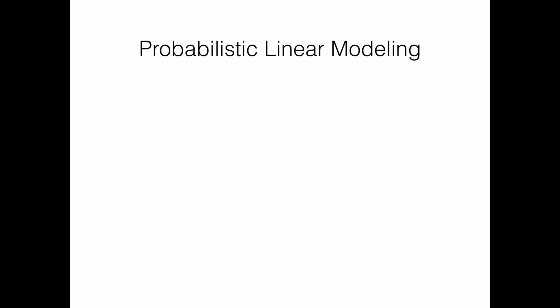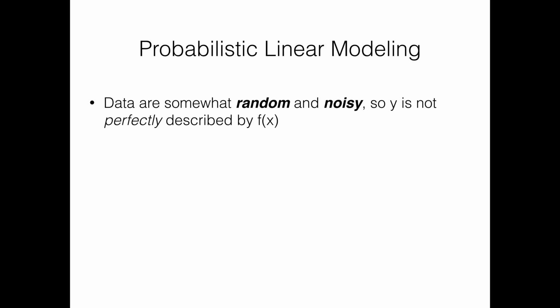Great, so we now want to think about this in a bit more rigorous way. Earlier I said we're using these functions f of x, in this case linear functions, to describe y. But of course, the y is never perfectly described by x. You see that line, but it doesn't actually capture all the data. And why is that? Well, that's because data are actually random and noisy.